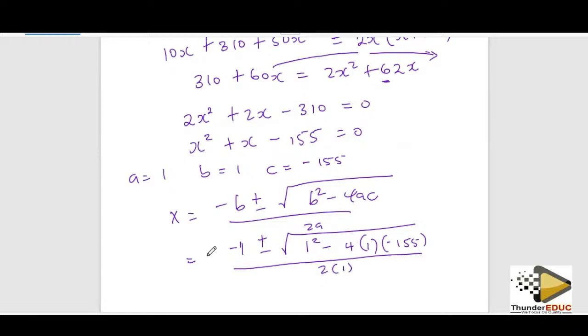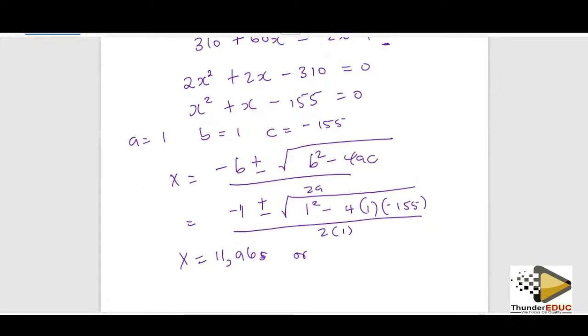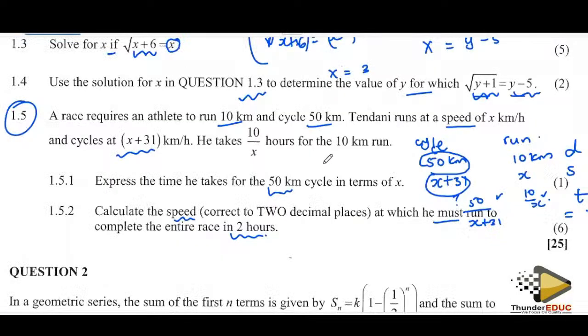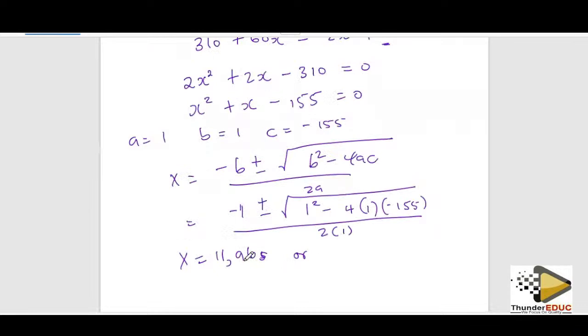Okay, so when I punch that into my machine, I'm having negative 1 plus that over that. So the first answer I'm having is 11.96. Is it seconds or hours? It's hours. Okay, also 11.96. Remember, it's x now. What does x represent? X is the speed, which is 11.96 kilometers per hour.